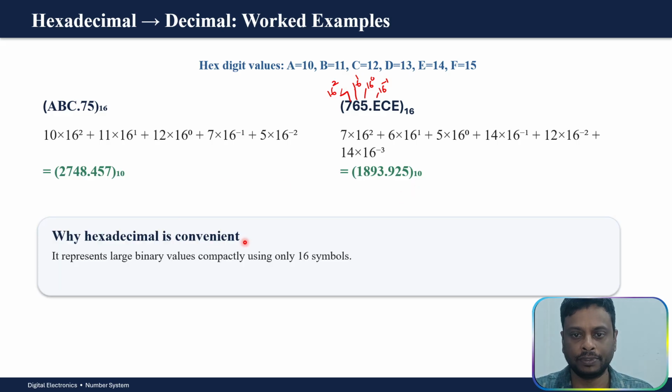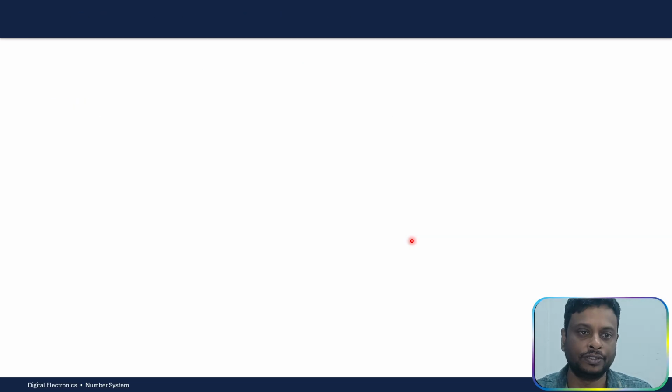So why is hexadecimal convenient? Because large binary values can be written using symbols. We can use the symbols. So this is our hexadecimal to decimal conversion.